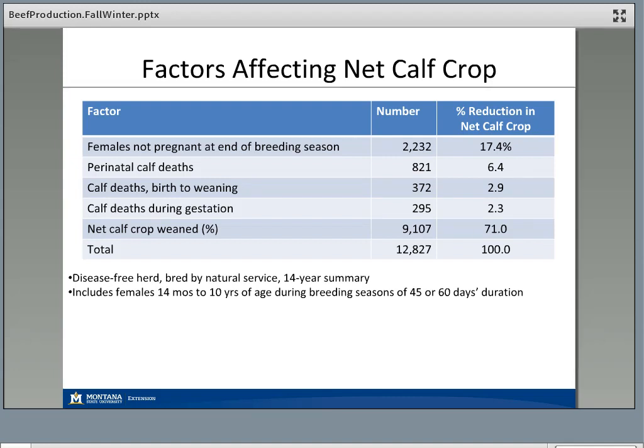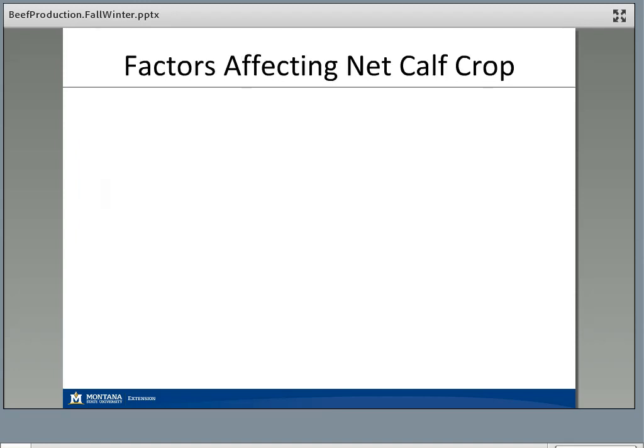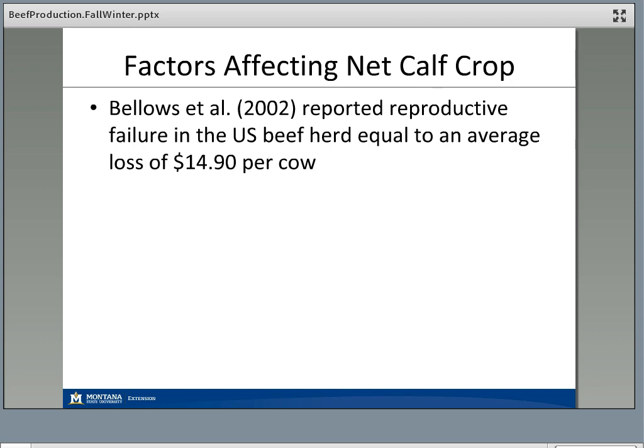So what kind of factors affect net calf crop then? Dr. Bellows, retired scientist from Fort Keogh, said in 2002 that reproductive failure in the U.S. cow herd was equal to an average loss of $15 a cow. If we think about what costs have done since then, I think it's probably a good guess that it costs more than $15 per cow today. Reproductive losses have 6 times more impact than those for respiratory problems. The top 3 reproductive losses that we face are female infertility, calving difficulty, and abortions and stillbirths.